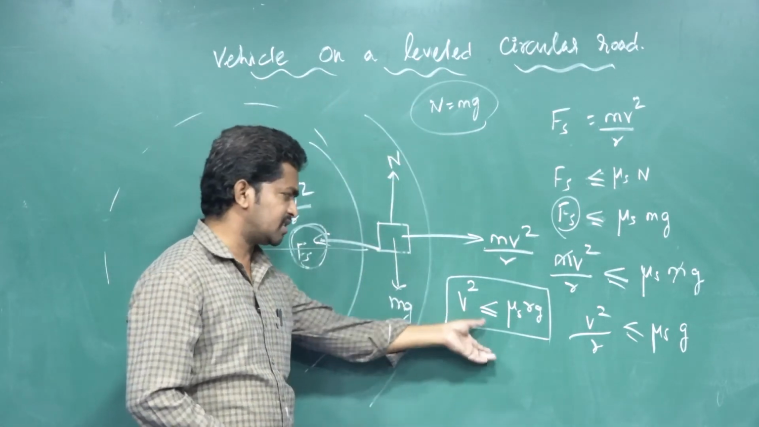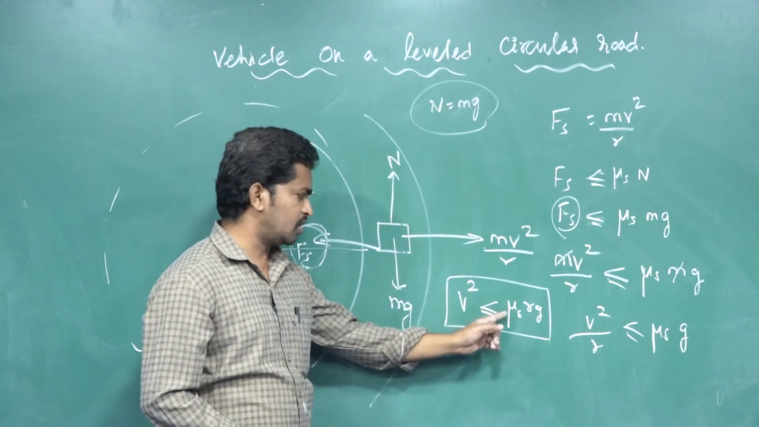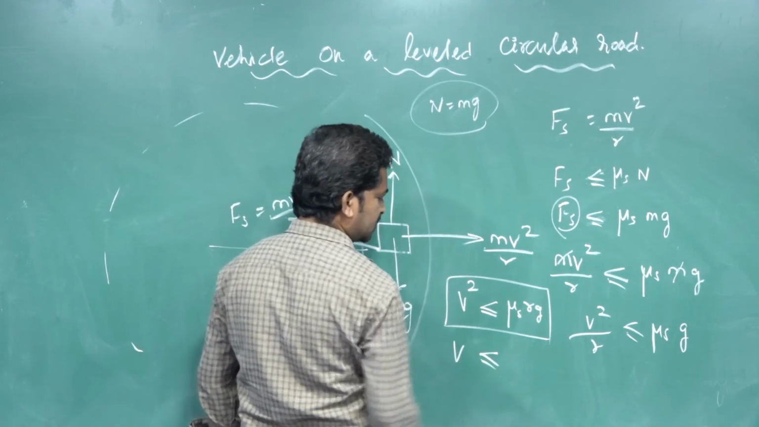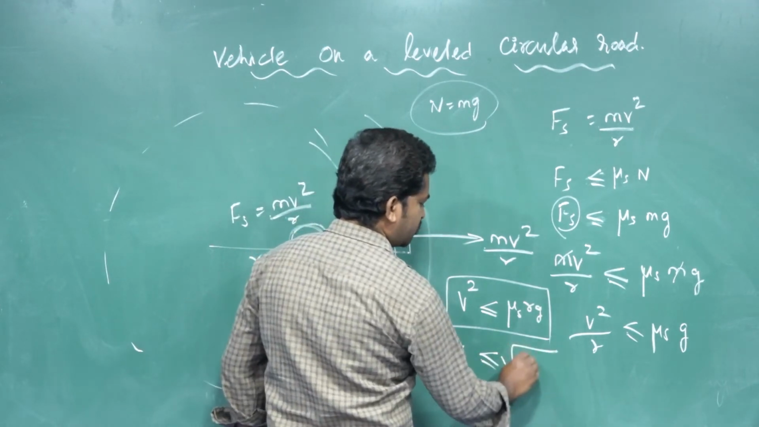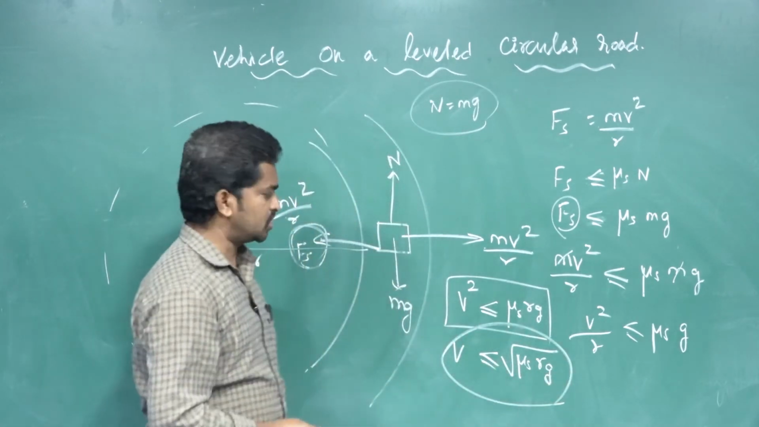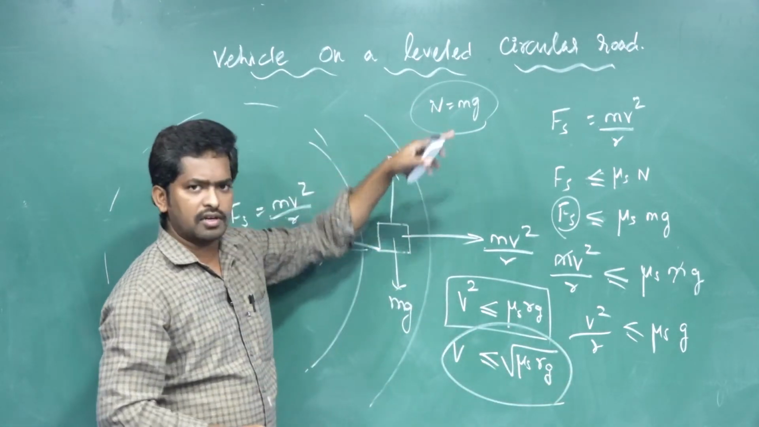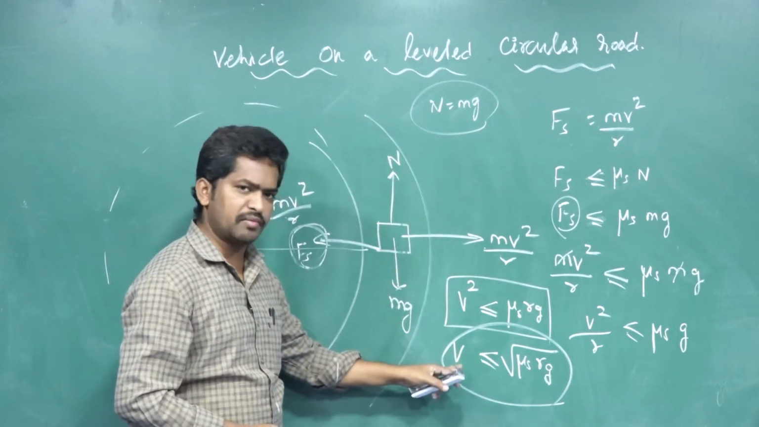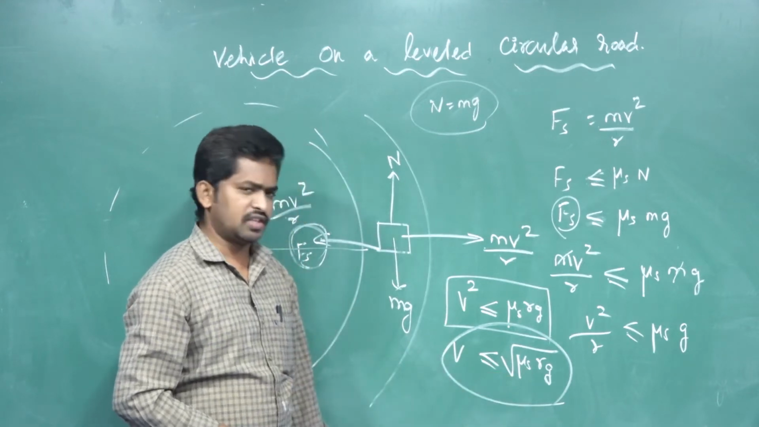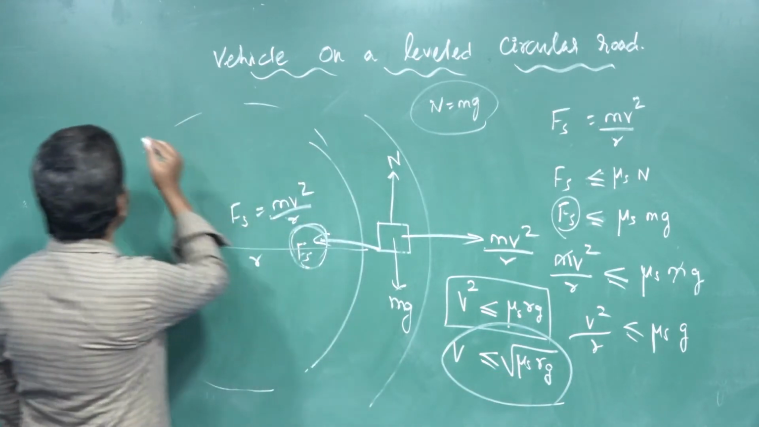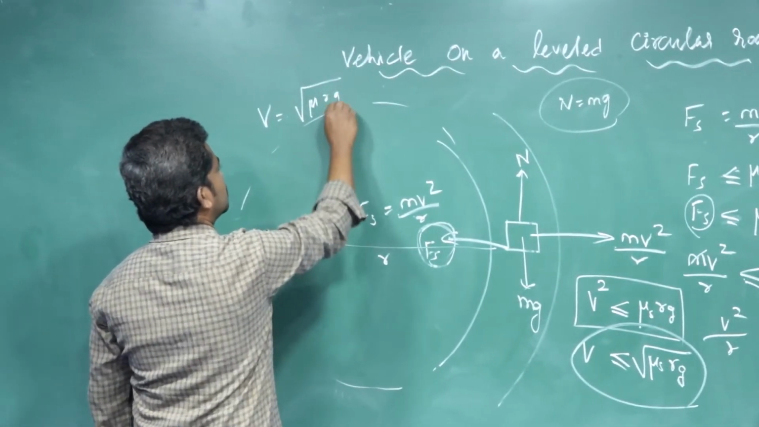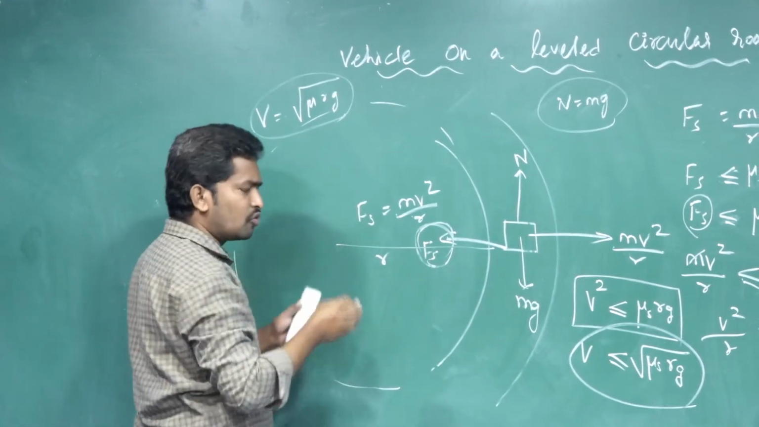This is the main, basic condition. V square is less than or equal to mu s Rg. So V is less than or equal to the square root of mu s Rg. This is the condition for the velocity of a car on a level circular road. I mean the velocity of the vehicle V is less than or equal to the square root of mu s Rg. When V is equal to the square root of mu s Rg, this is the condition where there is no skid.